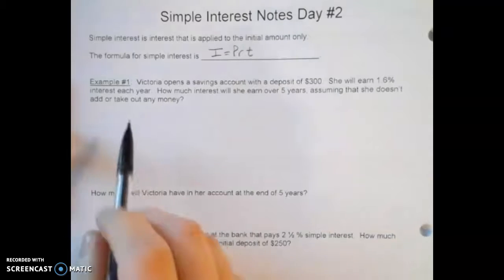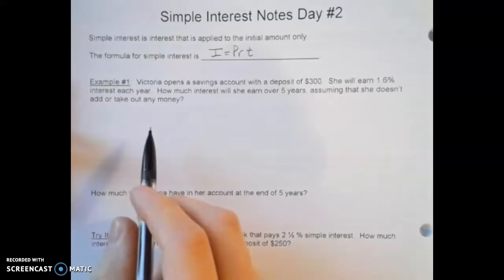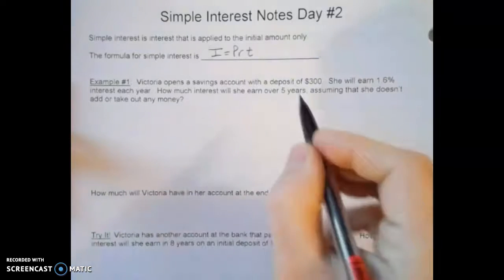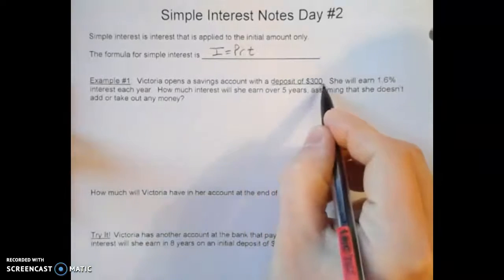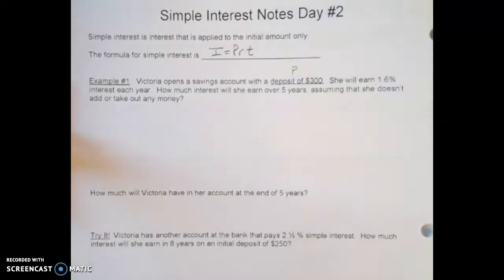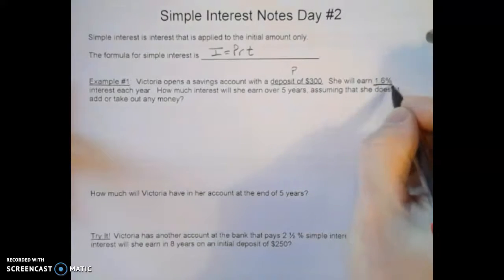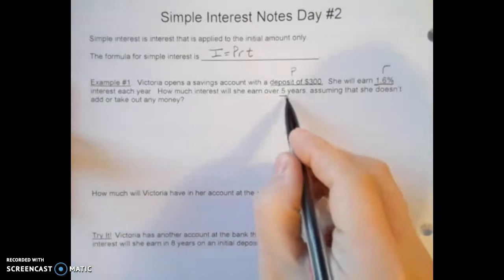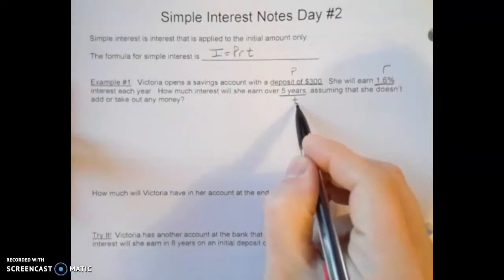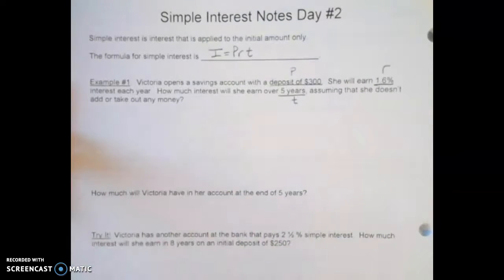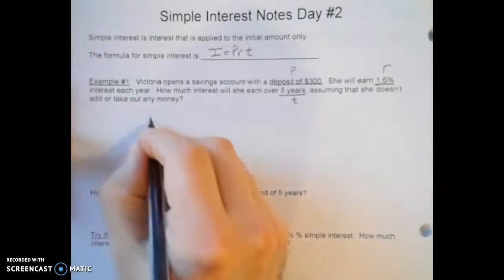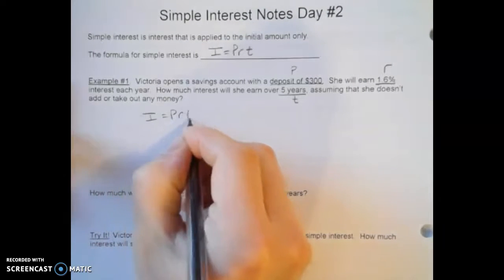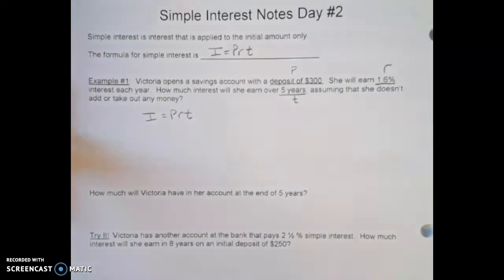In our first example, we're told that Victoria opens a savings account with an initial deposit of $300. That is your principal amount. She'll earn 1 6/10% interest each year. There is your interest rate, R. How much interest will she earn over 5 years? That's your time in years, assuming that she doesn't add or take out any money. So let's set up our equation: I equals PRT.